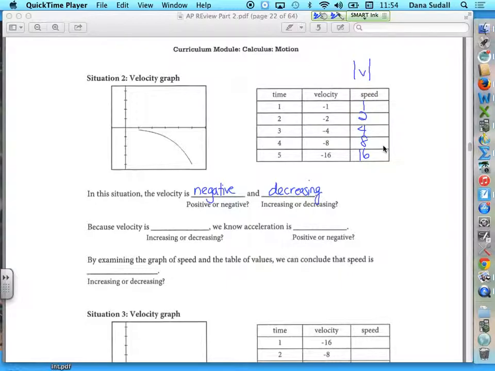And then the next one says because the velocity is decreasing, we know the acceleration is negative. If you think about the slopes for these tangent lines, which would be our acceleration, they are also negative. The last part says we can conclude that the speed is, if you look at the values that we just came up with, increasing.